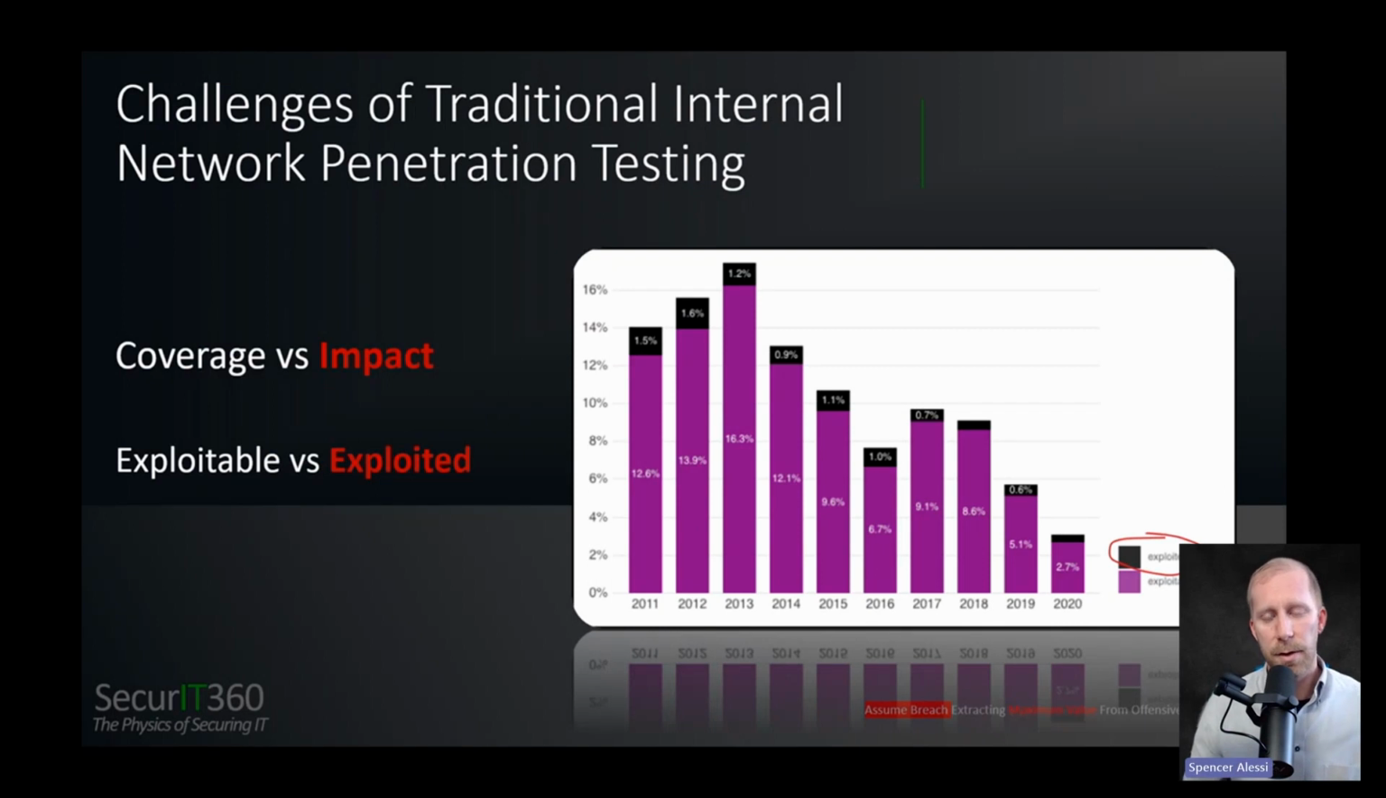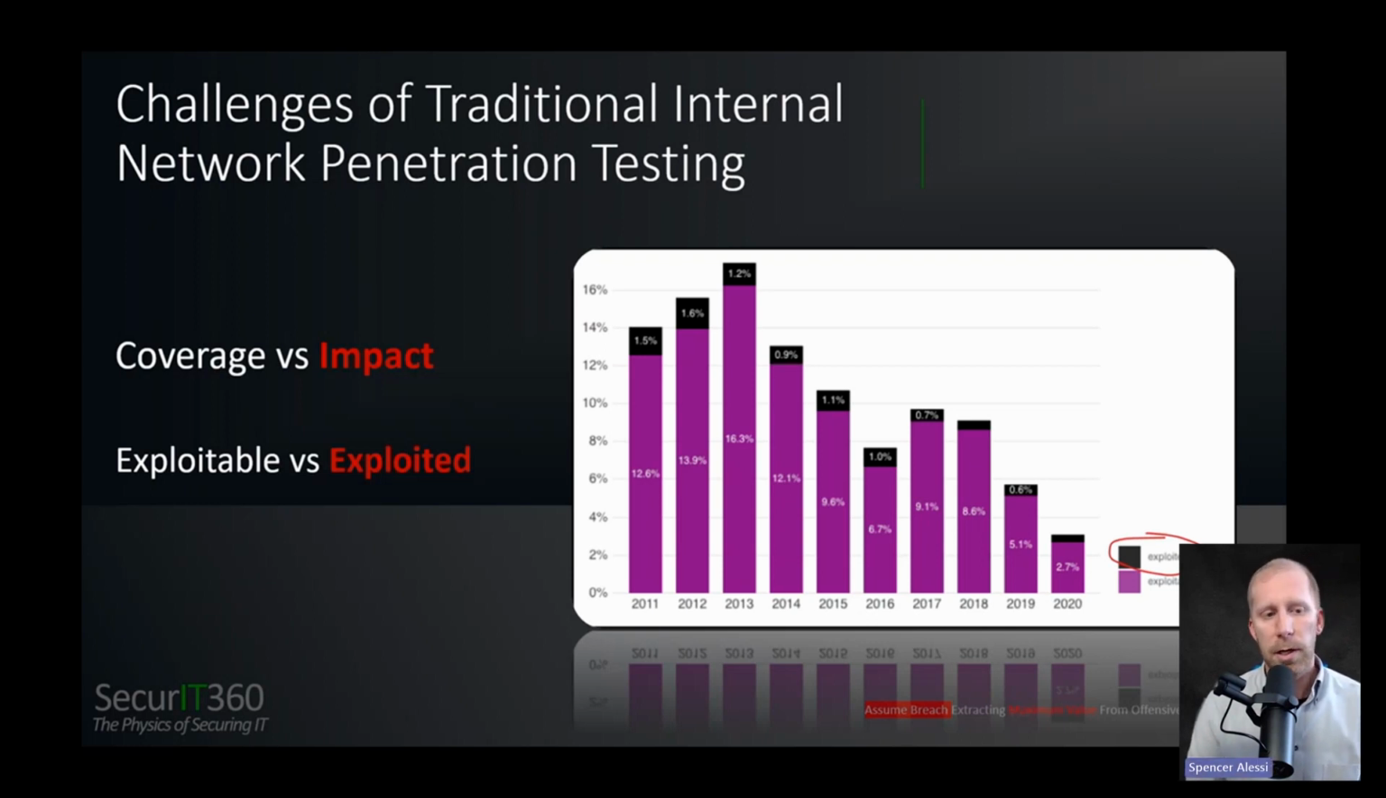The other challenge is traditional network pen testing is really focused on coverage. How many vulnerabilities can we find in the time-limited engagement that we have? We're looking for all of the bad things in the environment. We're not necessarily focused on the impact of any specific vulnerability. We're just trying to take a wide breadth approach to find as much as we can in that time.